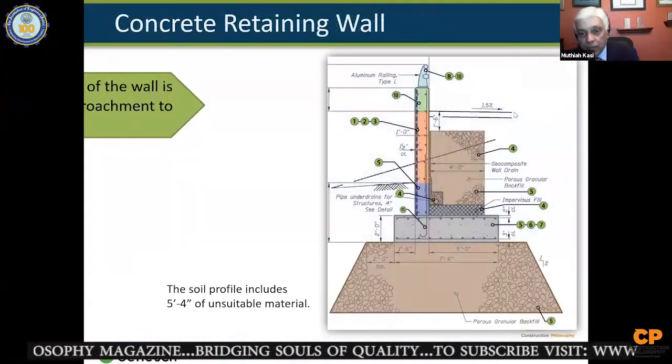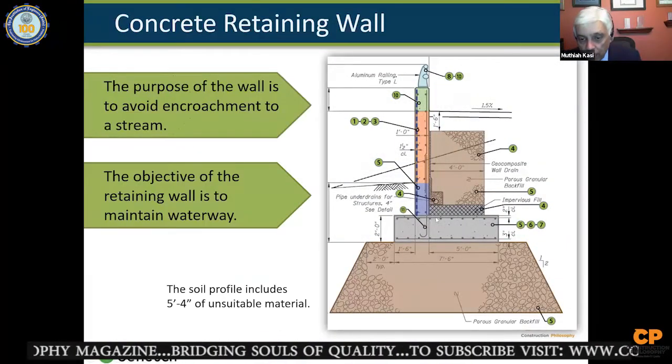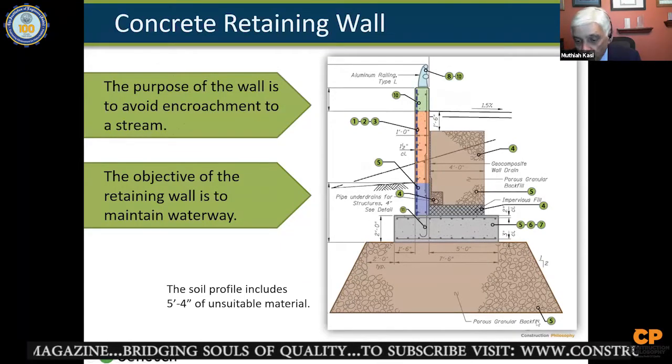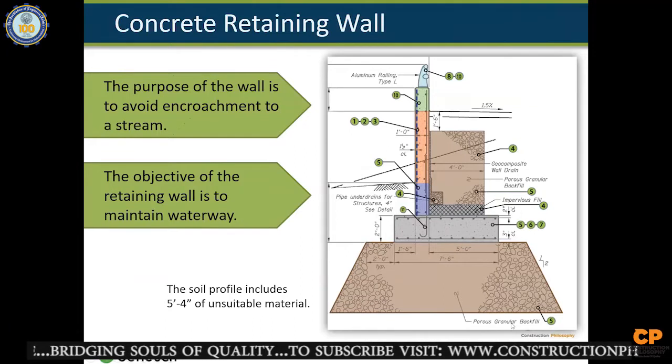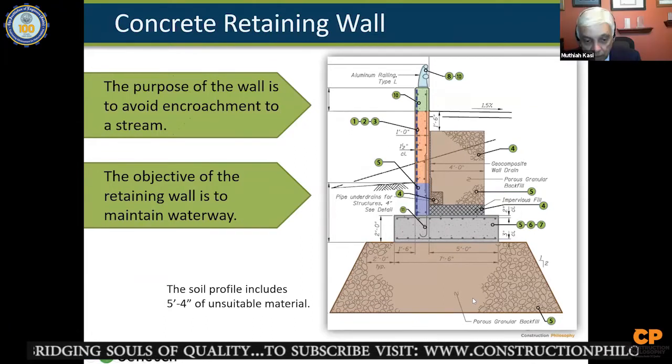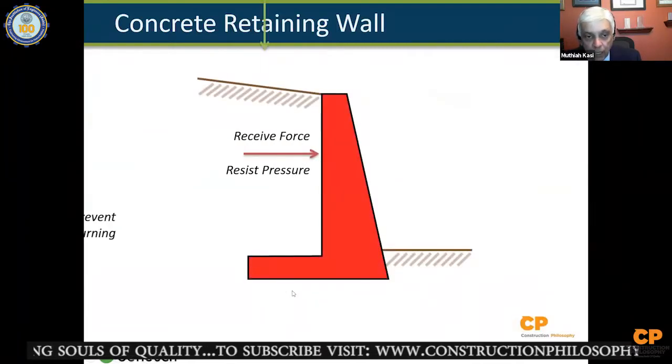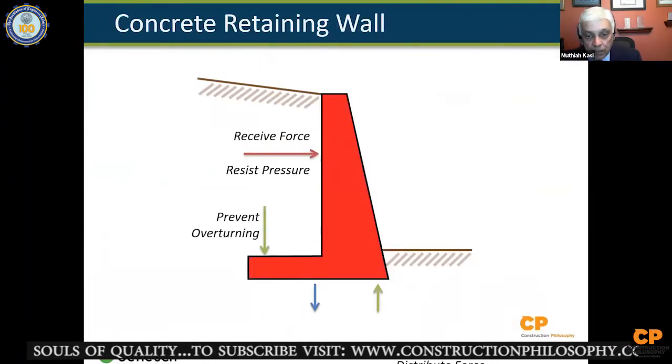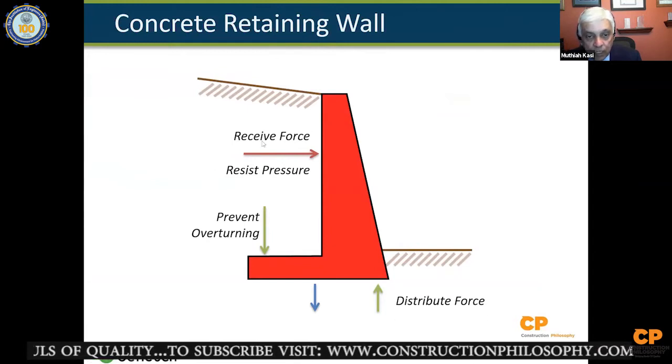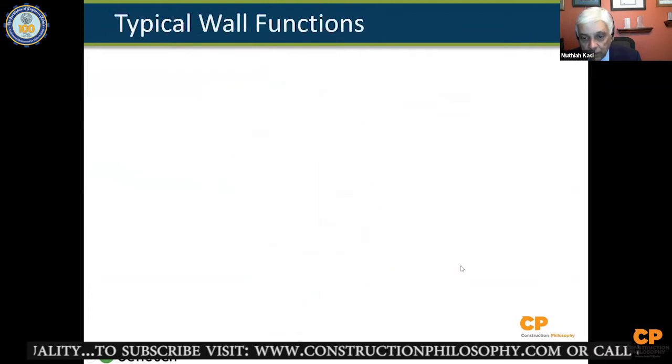Okay, we have a retaining wall, which is colored here. I'll come back. This is again a real job. It had a very porous granular material and a very soft clay. So we had to remove the soil and have a porous granular backfill to minimize the settlement. That's an unsuitable material, so we had to do that. So now, generally, what's the function of a retaining wall? It receives the force, resists the force, prevents the overturning, and then distributes the force, okay?